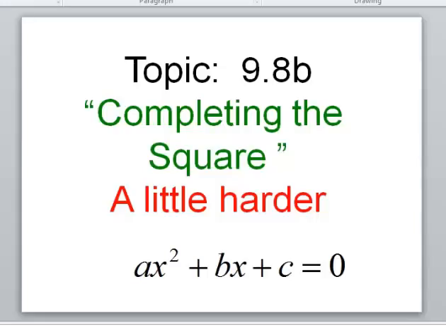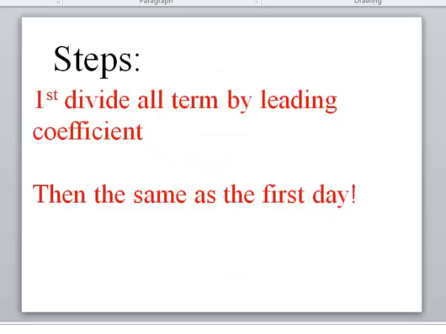Okay, this is day 2 of completing the square, and we're just going to see one little change. The one change is that the first term won't always be x squared, and when that happens, we have to divide all the terms by that leading coefficient.